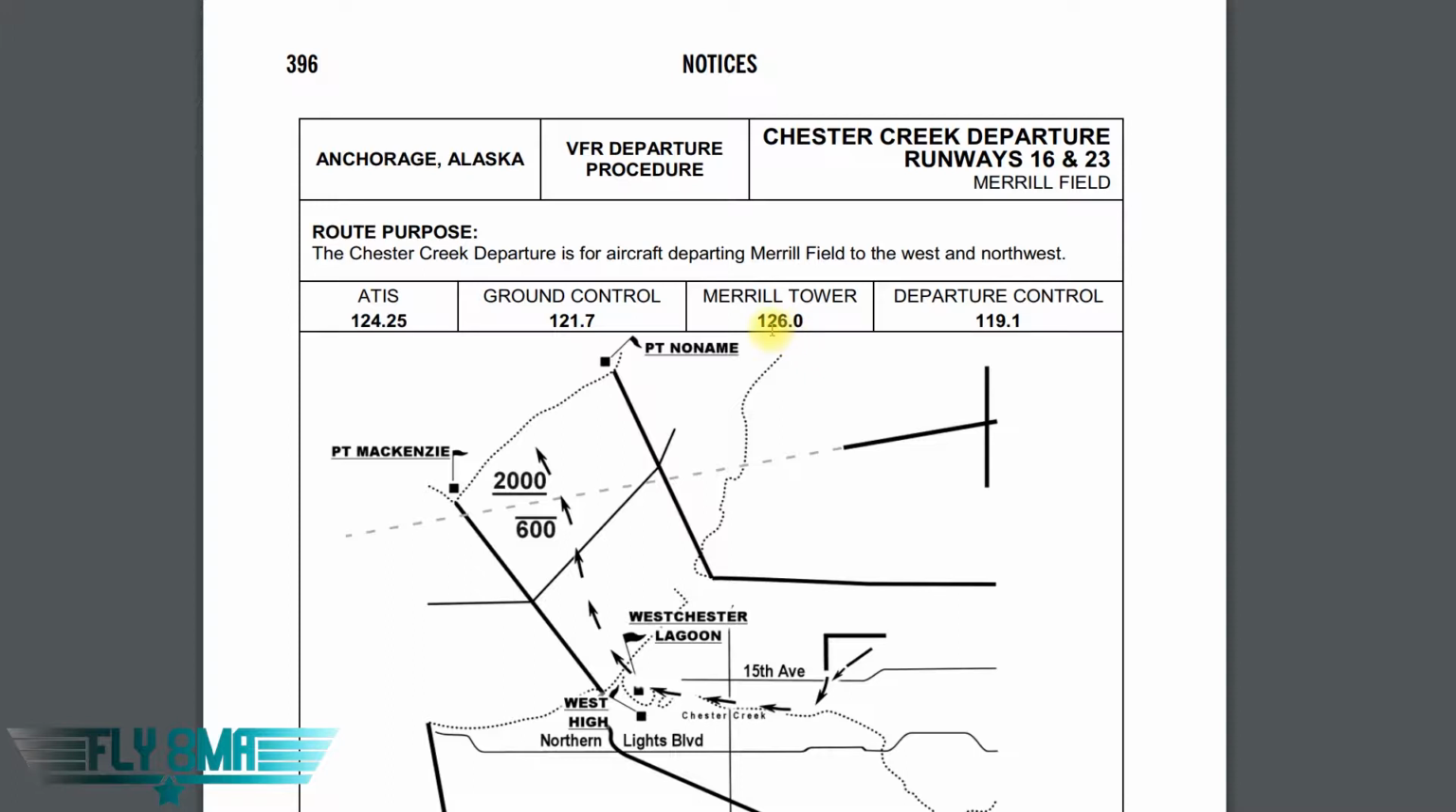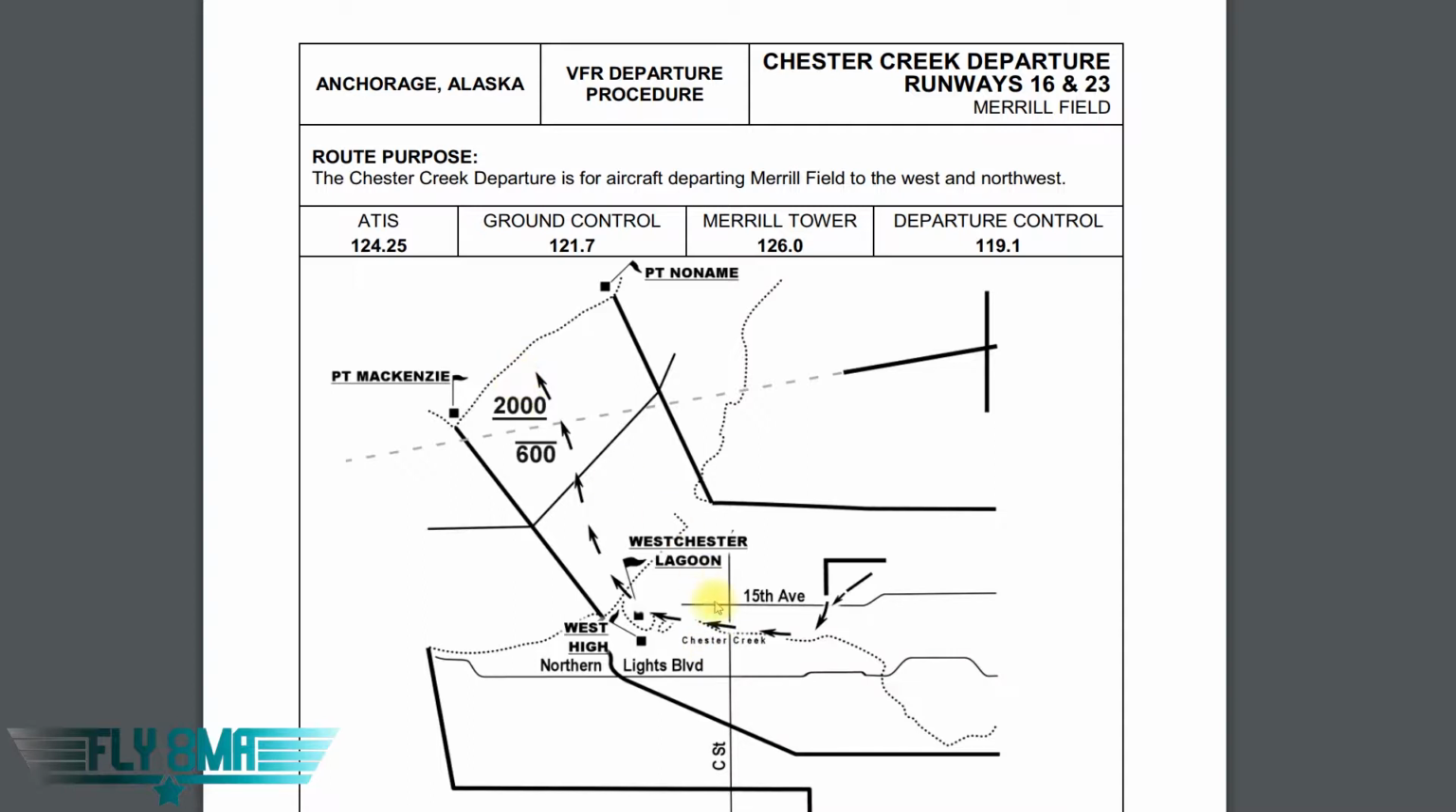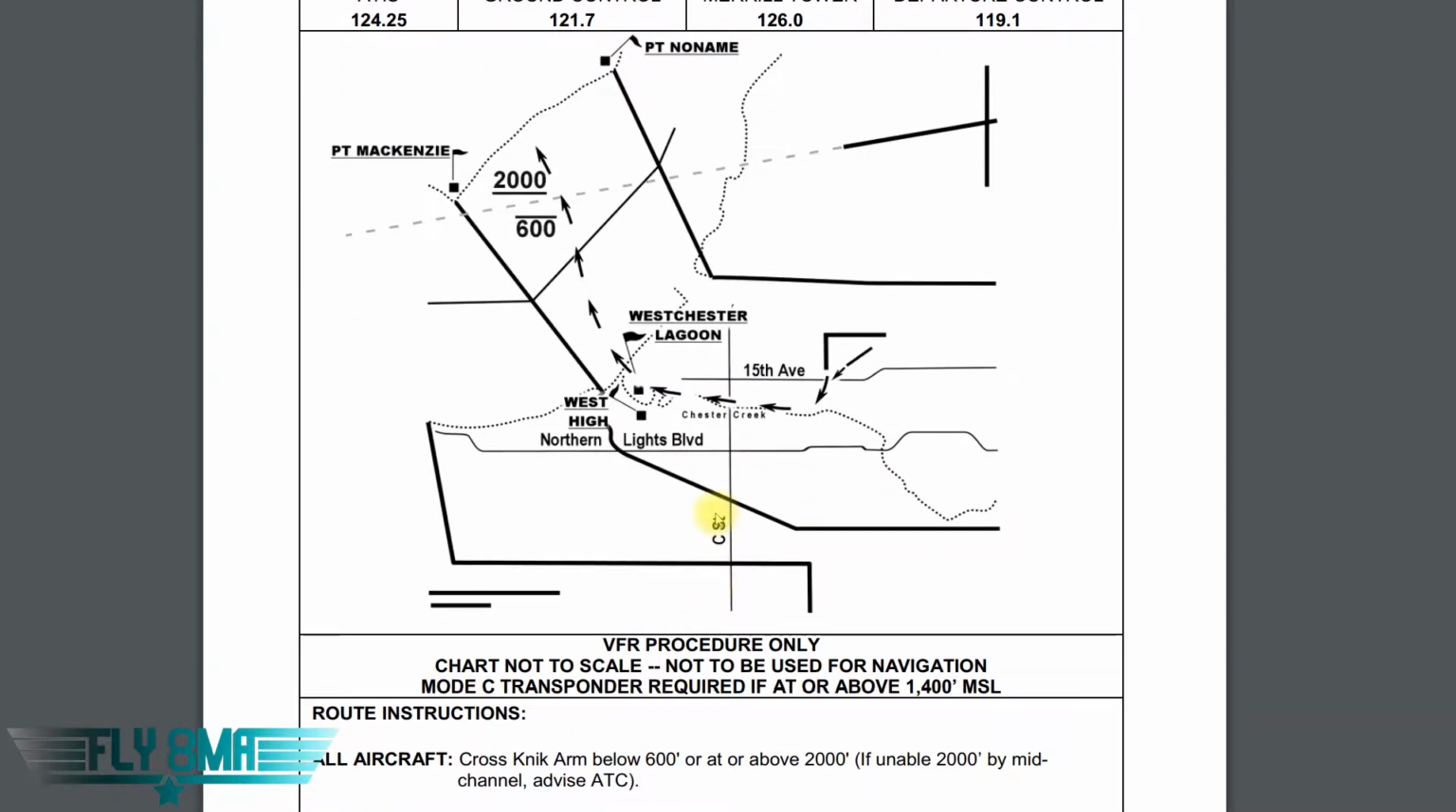Let them know the departure name more so than your direction of flight. They don't really care if you're north or westbound or whatever you are. They care more about which departure you intend to fly and comply with. So for the Chester Creek, we're simply going to go ahead and cross the Knik Arm below 600 feet or above 2,000 feet. Again, I prefer the 2,000 version.